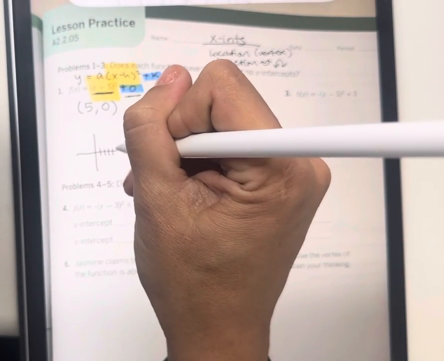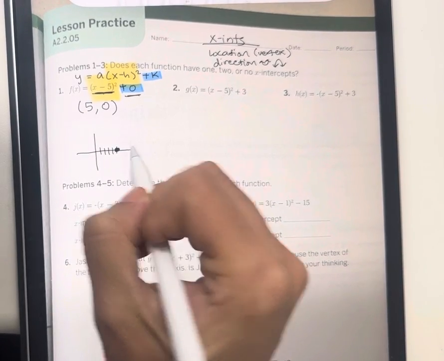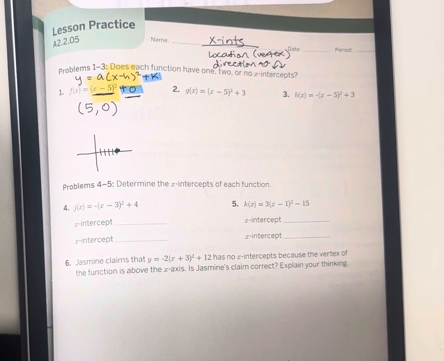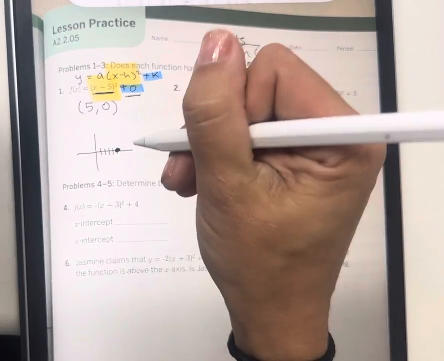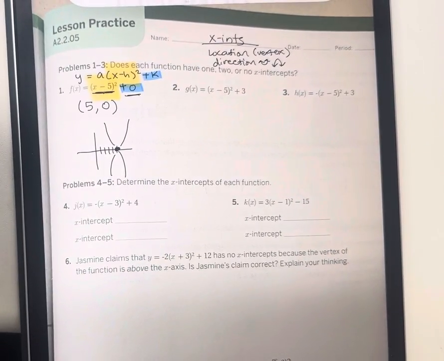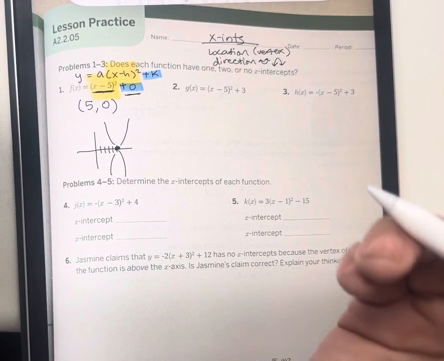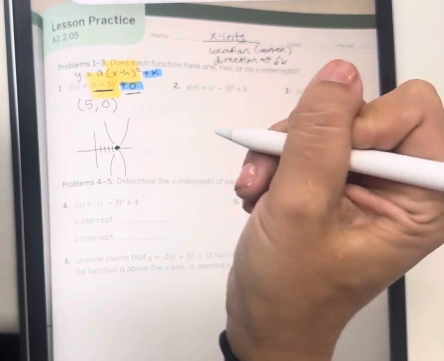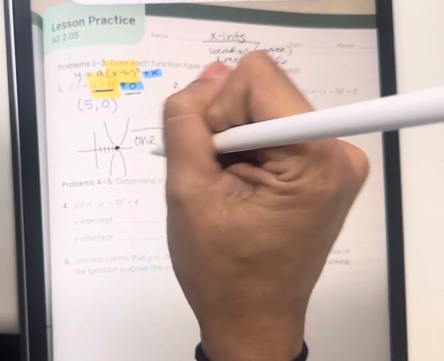1, 2, 3, 4, 5, 0 is the vertex. Ooh. When the vertex is on the x-axis, it doesn't matter if it opens up or down. No matter what, I'm only gonna cross the x-axis once. The answer is 1.